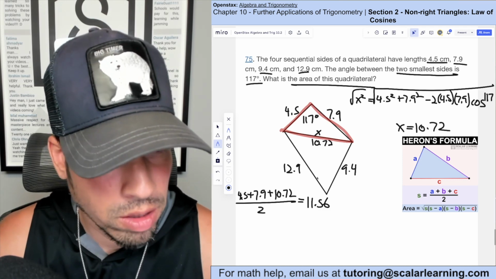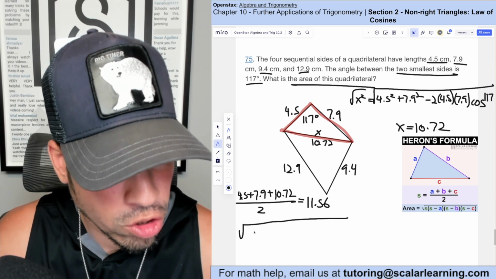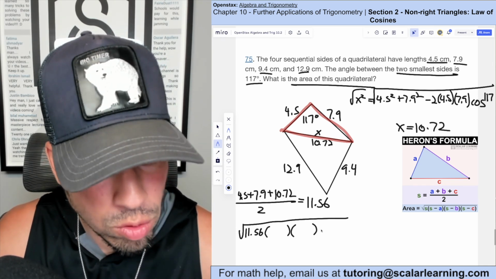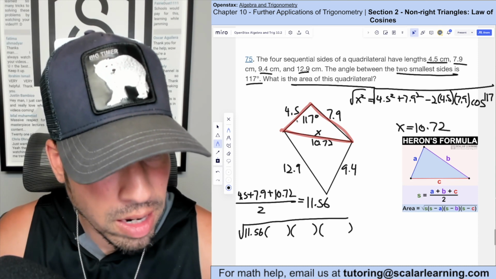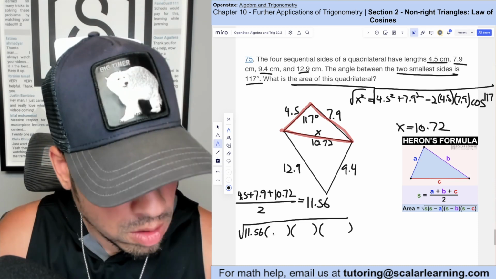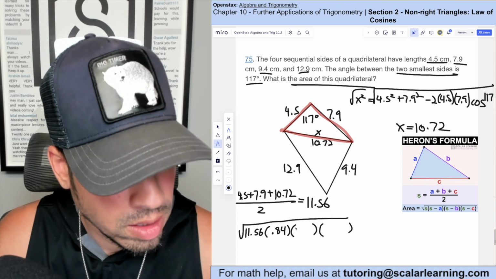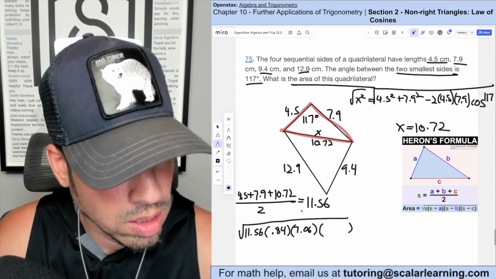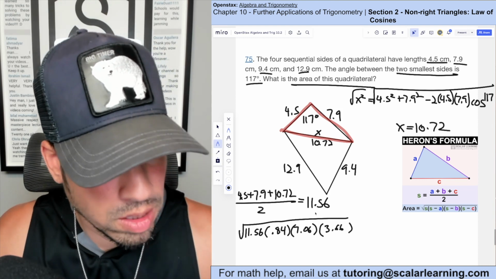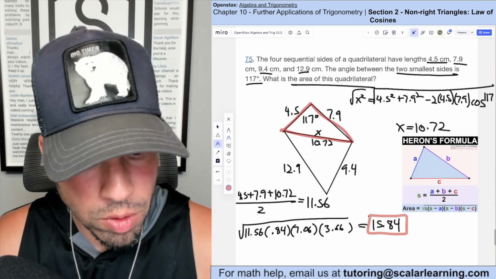So now let's plug in the formula. So we're going to take the square root. I don't have a ton of room, so I'm going to try to be as economical as possible. So I've got 11.56, and then we do times the difference of S and each of the three sides. So 11.6 minus 10.72 is 0.84, and then minus 4.5 is 7.06, and then minus 7.9 is 3.66. So let's plug it into Desmos. And then we get approximately 15.84. And this is the area for the red triangle.